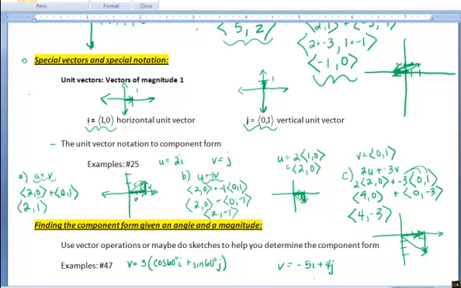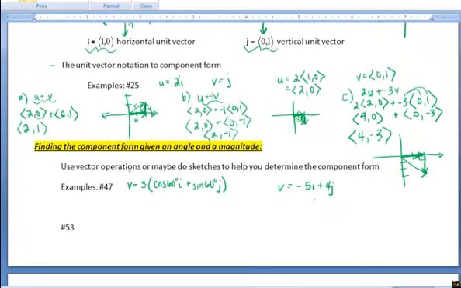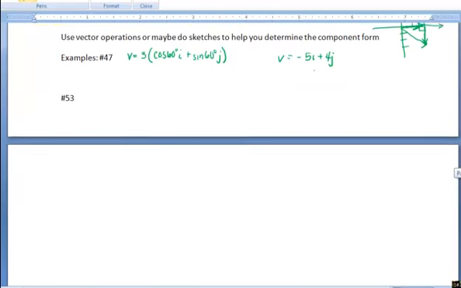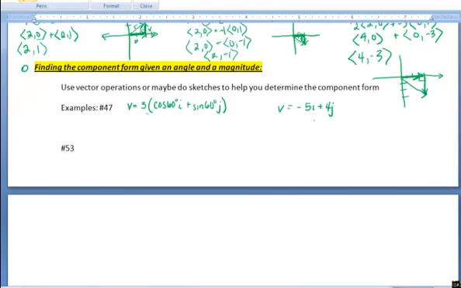So now what if they gave us the other way? What if they gave us just one singular vector with a direction and a magnitude? Could we get these components? So we're going to be looking at something like this. This skill is finding the component form given an angle and a magnitude. So use vector operations or maybe do sketches to help you determine the component forms of the following. I'm going to do number 47 and I'm going to do 53 with you.